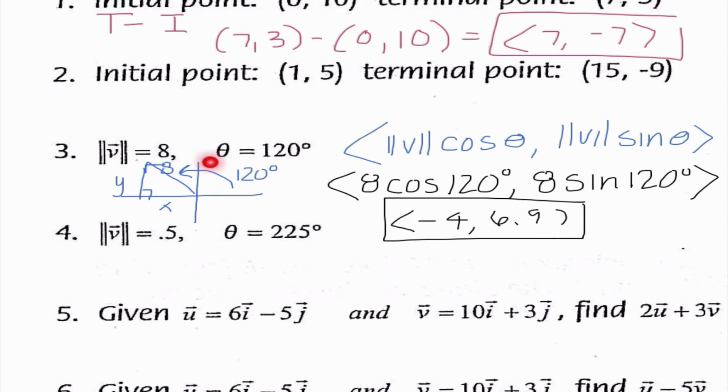And if we look at this, it would make sense that our x is negative and our y is positive because it's moving to the left, and then it is going up. So that's just how we find the component form based on having the magnitude and having the direction.